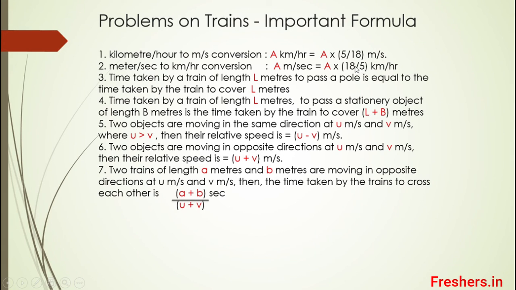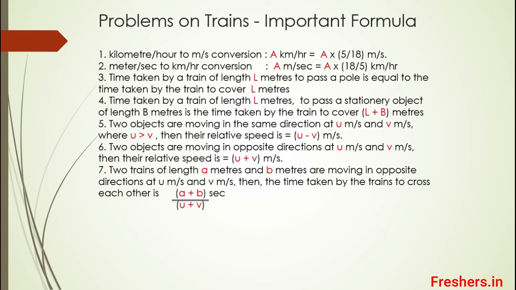Important formulas for problems on train. It will be good if you can remember these formulas before you log into an aptitude exam. First, the conversion, kilometer per hour to meter per second conversion. A kilometer per hour equal to A into 5 by 18 meter per second. Now, meter per second to kilometer per hour conversion. A meter per second equal to A into 18 by 5 kilometer per hour.